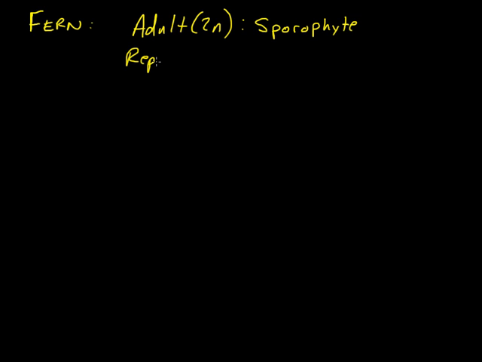A fern does this by having two basic growth stages. It has an adult growth stage, which is 2N, okay? And this is referred to as a sporophyte stage because it produces what are called spores, and we'll elaborate on that in a minute. And then it has a reproductive stage, which is the 1N stage, and 1N meaning gametes, or being synonymous with gametes. This stage is called the gametophyte stage.